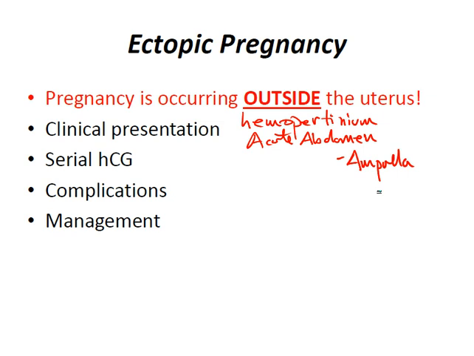Now, a serial HCG is used to screen for suspected ectopic pregnancy. HCG levels generally rise at a lower rate, or a slower rate, than normal in pregnancy. Because of this, serum HCG levels can be compared to the normal if ectopic pregnancy is suspected. Inappropriately low HCG levels lead to likely ectopic pregnancy. Low HCG, ectopic pregnancy.